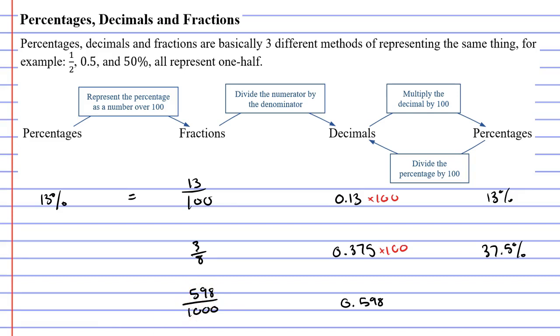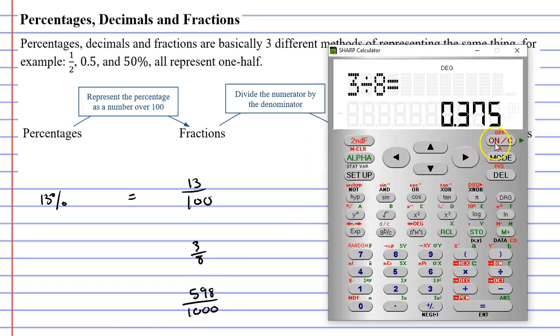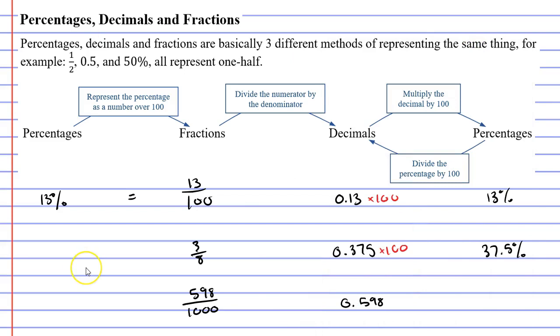And I should always simplify my fractions. I'm going to bring up the calculator. 598 over 1,000 gives me 299 over 500. So just let the calculator do the simplifying for you. Anyway, I think I've done enough on making conversions here. I think it's time we move on to the example now.